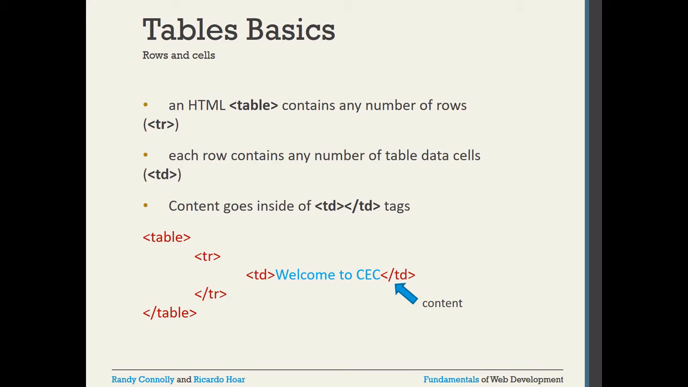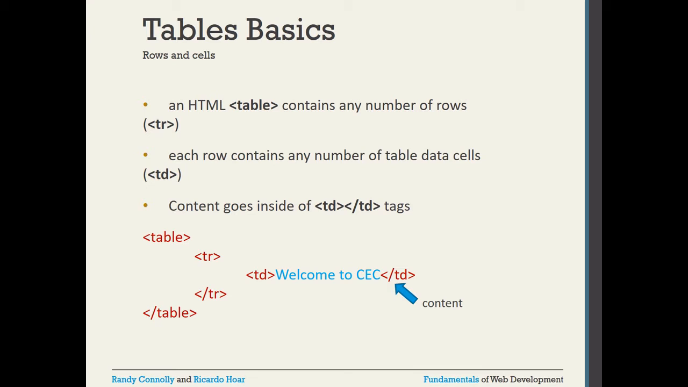But whenever you are writing the table element, there are some basic things you should know. First of all, an HTML table contains any number of rows, n number of rows you can write, and each row contains any number of table data. Content always goes inside the TD tags. Here is the structure: first table, then TR, which is called the table row, and inside the table row you put the table data TD. Inside the TD only we have to put the information.